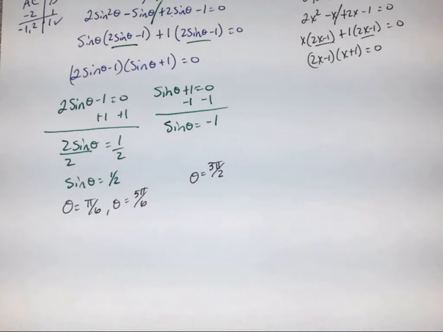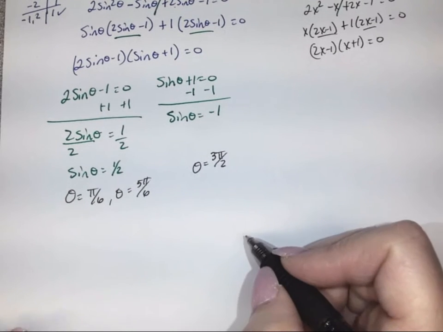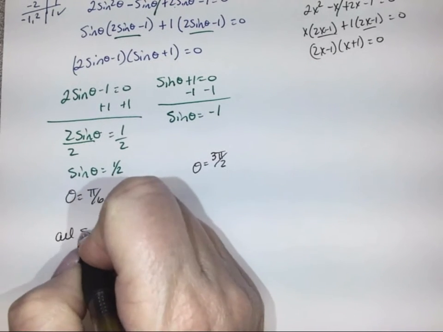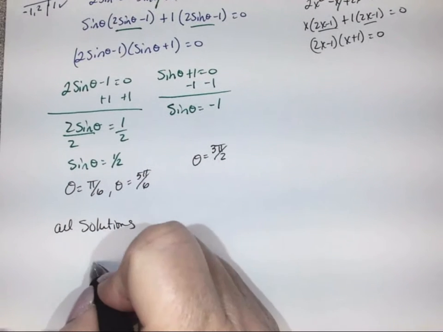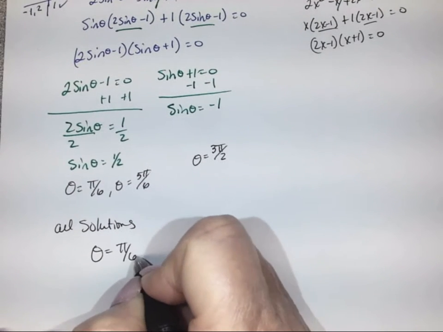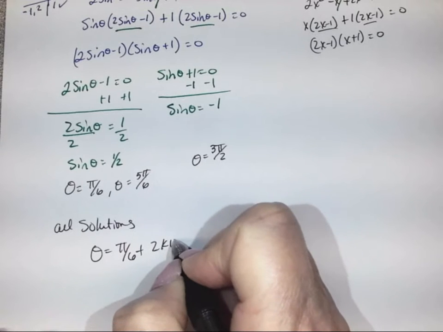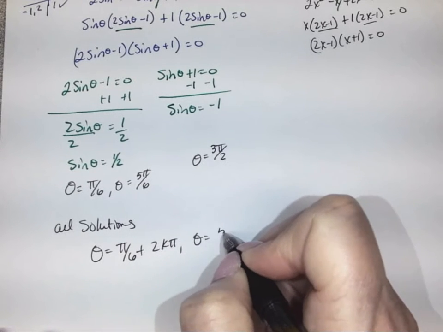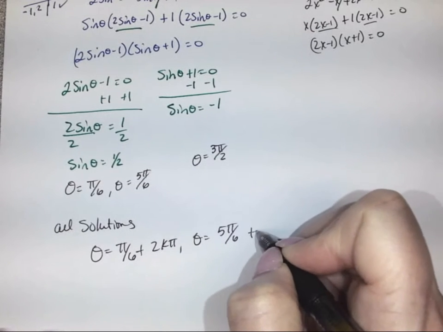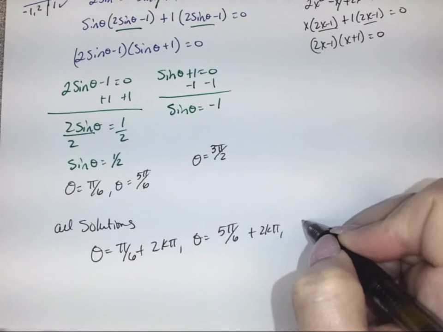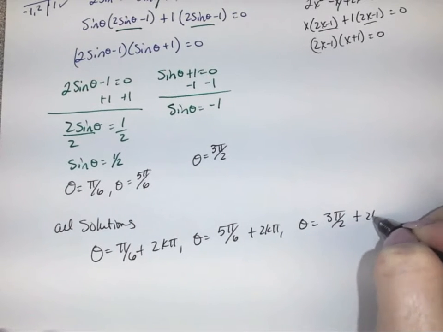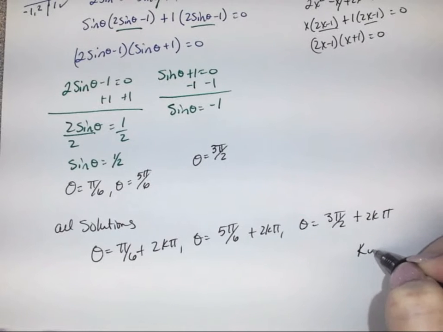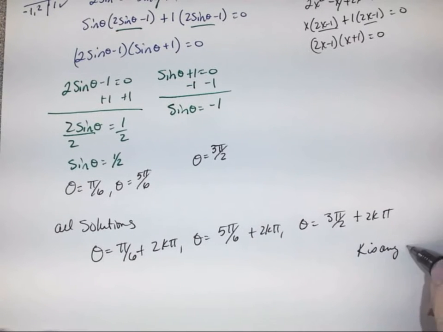And sine has a period of 2 pi. So for all of our solutions, we are looking at theta is equal to pi over 6 plus 2k pi. Theta is equal to 5 pi over 6 plus 2k pi. And theta is equal to 3 pi over 2 plus 2k pi. And of course, k is any integer.